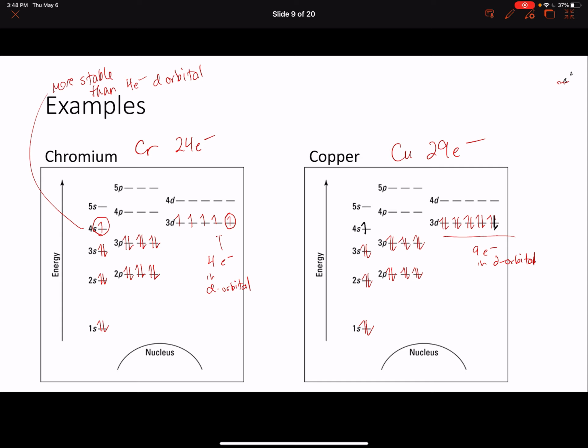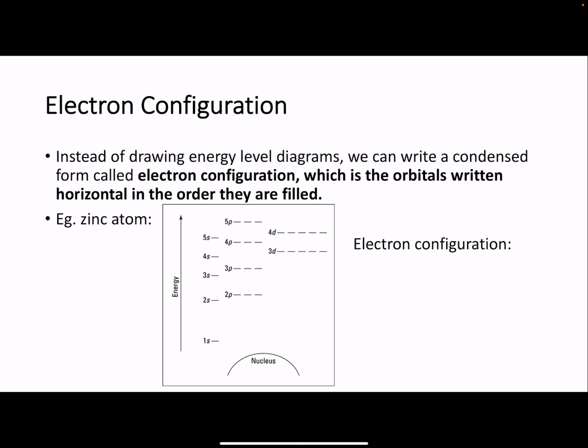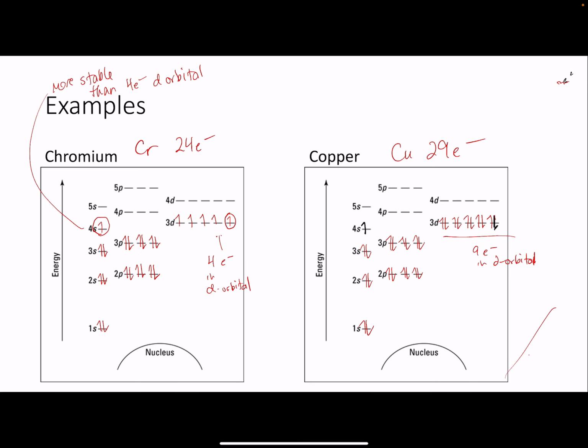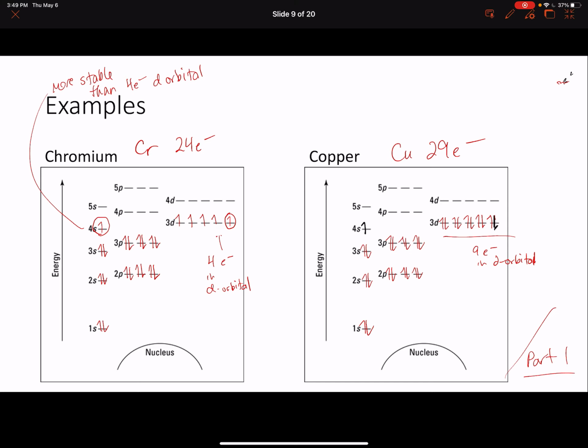And that breaks the rule, the Aufbau principle, obviously, but it results in a more stable atom, which is why it happens. So we're going to stop at that point here. We're going to call this part 1, and we'll do electron configurations in a part 2 video. Hopefully this helps you clear things up a bit.